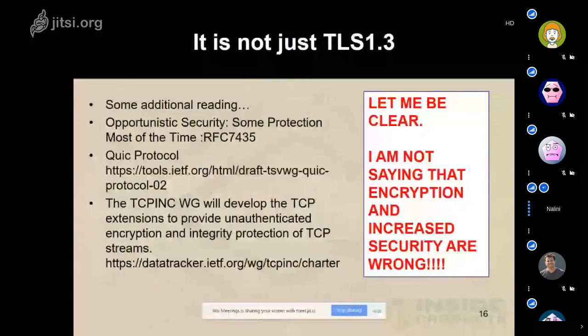As I say, let me be clear. I'm not saying that privacy and increased security and encryption are wrong. I'm just saying that there has to be a balance, because really, are you increasing security when you're keeping the bank from being able to see if there's malware? I would say that maybe you're decreasing security.